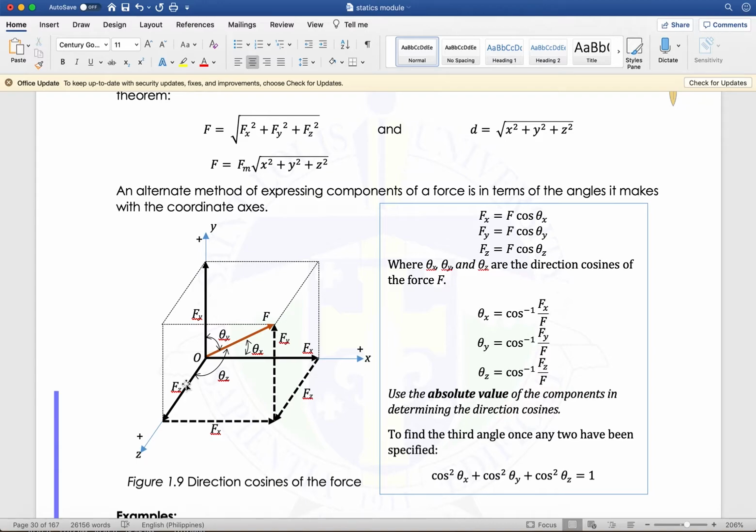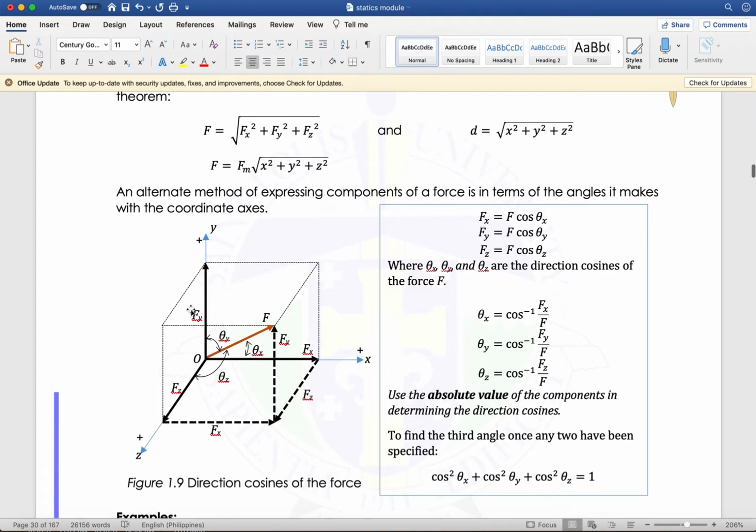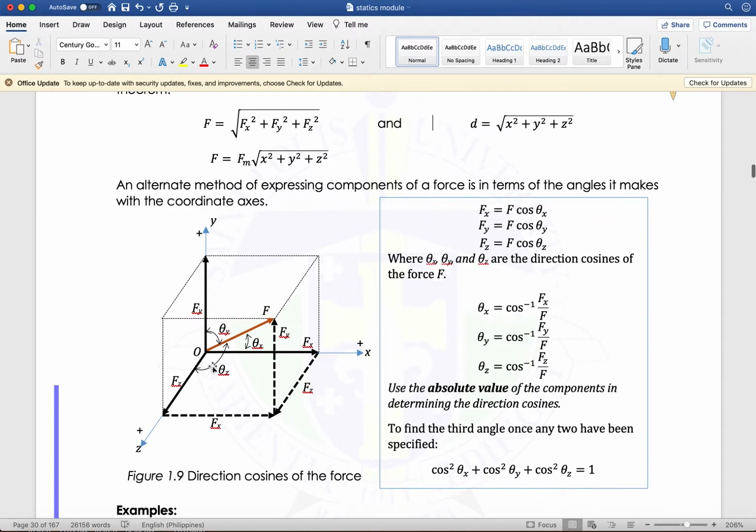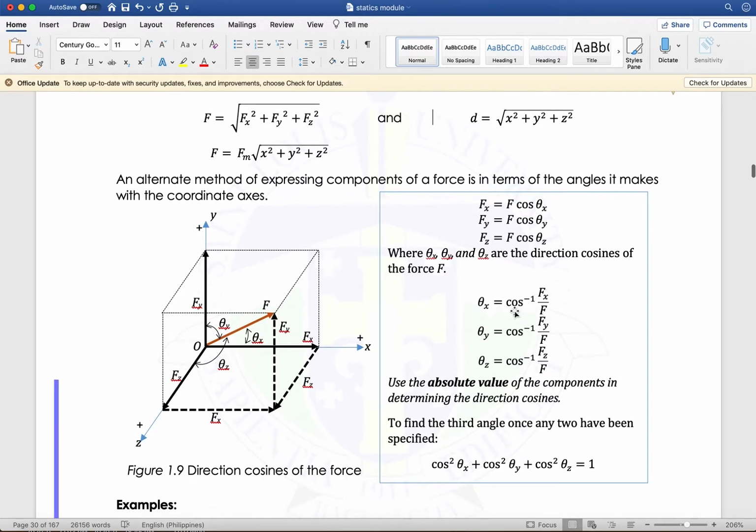Okay, so f of x can be solved using f times the cosine of theta x. F of y is equivalent to f cosine of theta y. Then for the z, it is f cosine of theta z. Then from there, we can solve for theta x, theta y, and theta z. Use the absolute value of the components in determining the direction cosines.